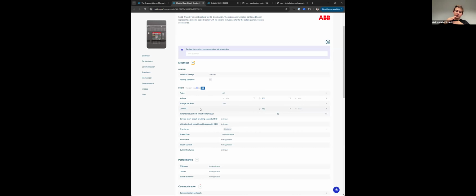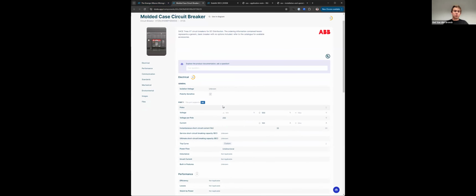That arc needs to be interrupted by making sure that there's enough distance between the two contacts as they're separating. Once they're separated and there's enough distance between the poles, that arc will extinguish at the end of the day. So that's why you have these poles, and that's why these circuit breakers are typically rated at, for instance, this one at 250 volt per pole. This means that if you were to interrupt a 1000 volt DC, or in our case, a 700 volt DC, 3 poles would be sufficient.